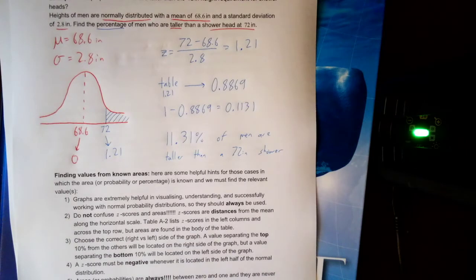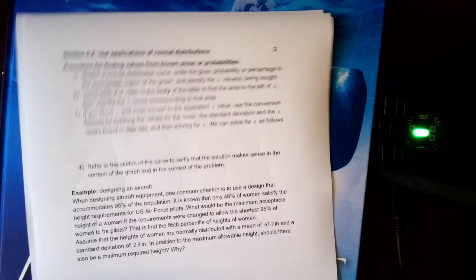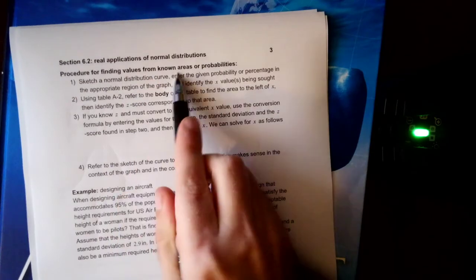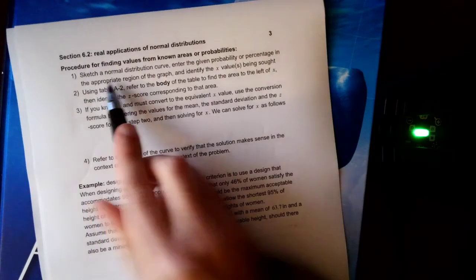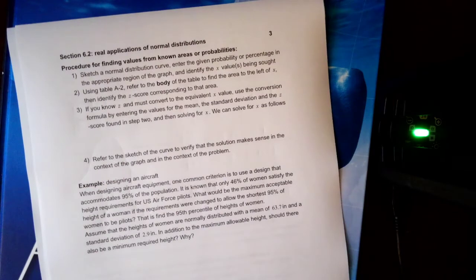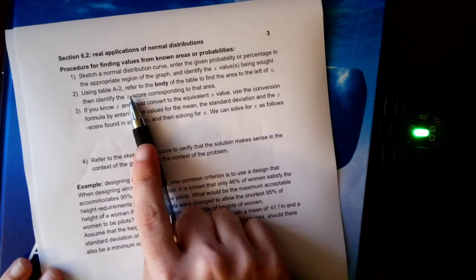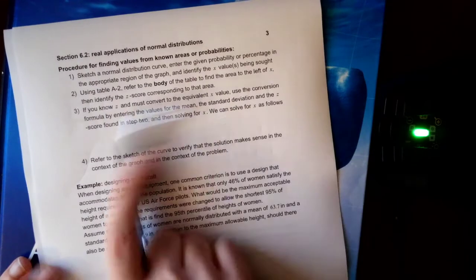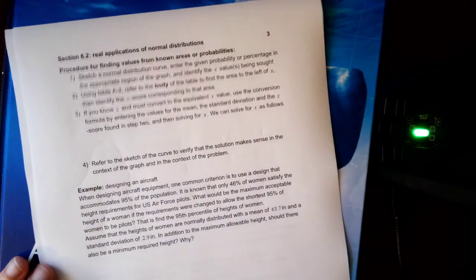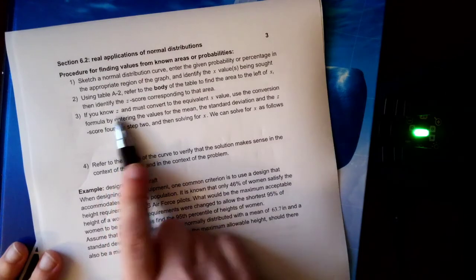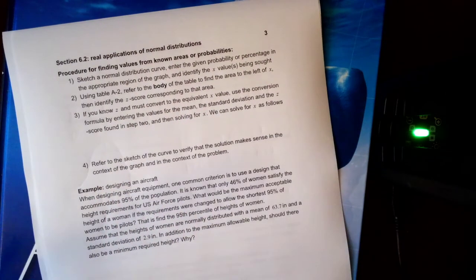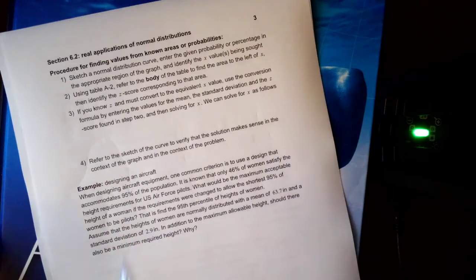So, we can look on the other side of the next page as well for the procedure. If we want to find values from a known area or probability, first, you sketch a curve. You enter the given probability percentage in the appropriate region of the graph and identify what you're looking for. Draw a nice picture. Then you use the table to find the z-score for that area. You're looking at the area to the left, remember. If you know z and must convert to an equivalent x, you can use the conversion formula. Now, it might be easier to look at it this way.